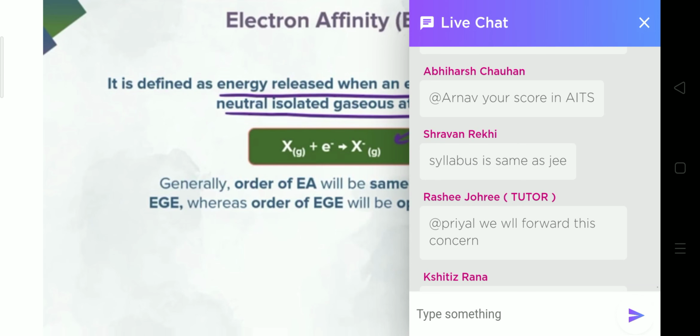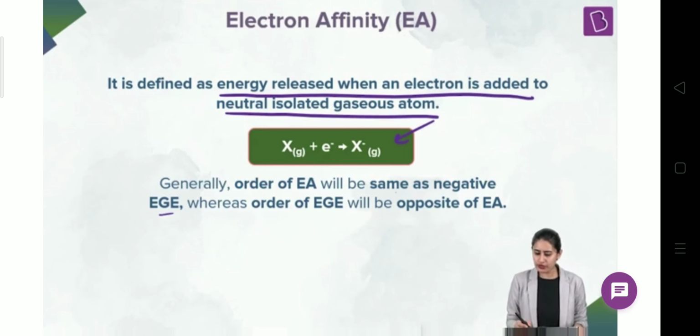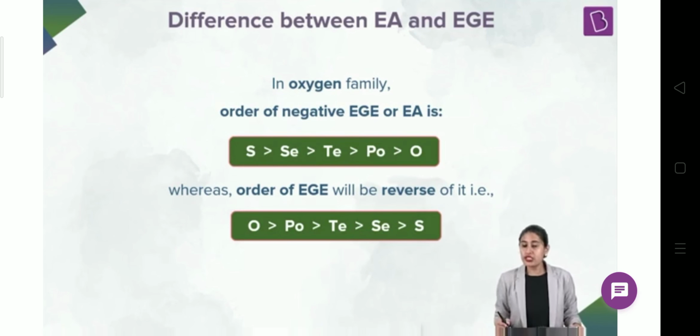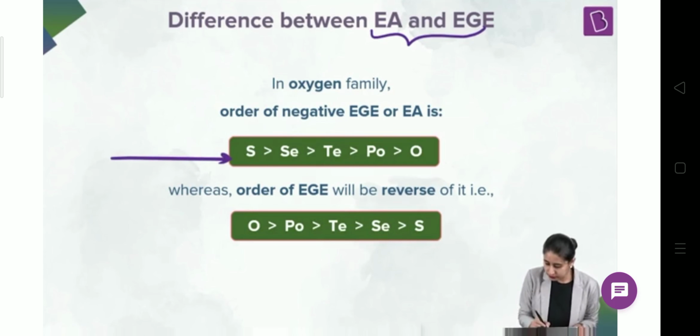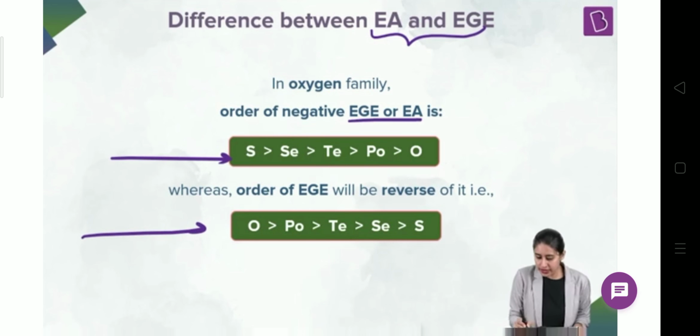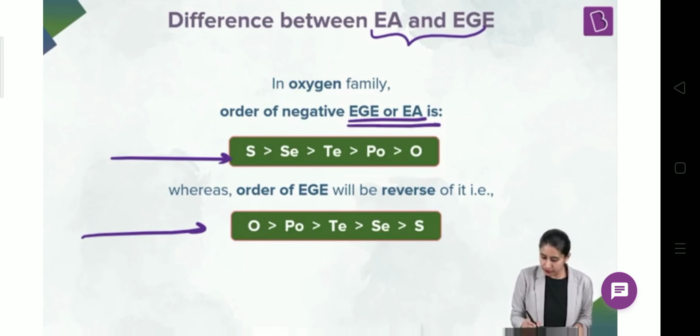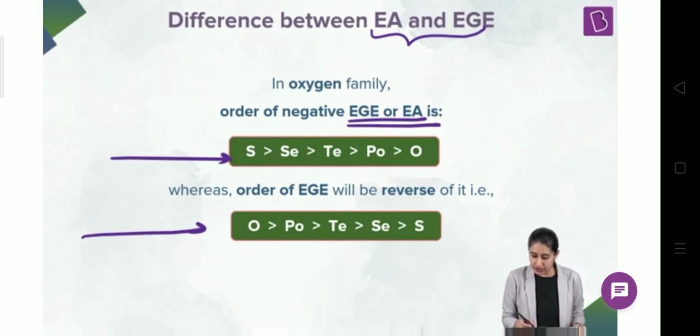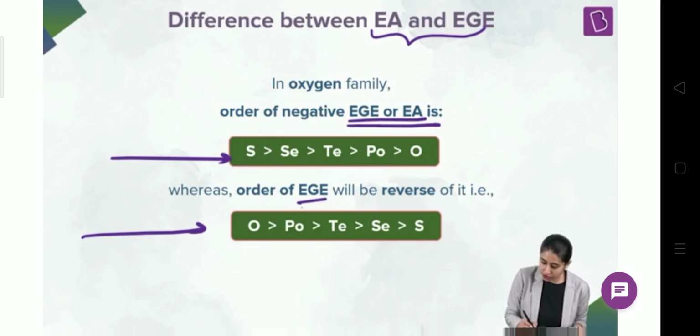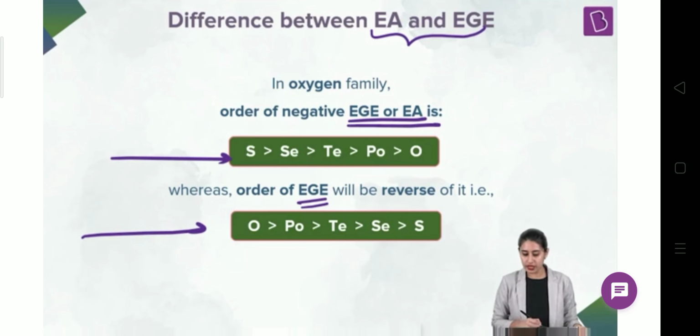Okay, so everything is the same, just take electron affinity as the negative electron gain enthalpy. Generally, the order of electron affinity will be the negative of the electron gain enthalpy, whereas the order of electron gain enthalpy will be opposite to EA, of course. The difference between electron affinity and electron gain enthalpy is out here. In the oxygen family, the electron affinity order is sulfur most and oxygen last, but the order of electron gain enthalpy will be the reverse of it. Oxygen is first and sulfur is least.